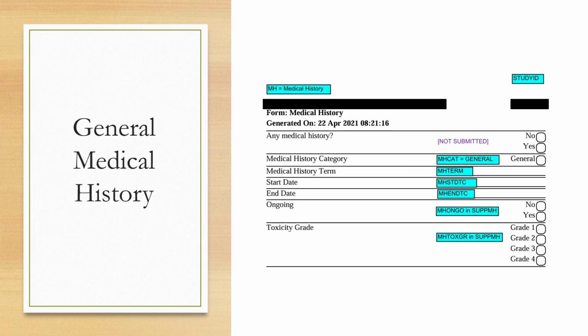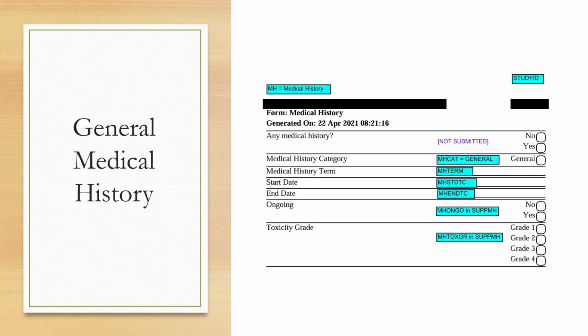Now let's see the CRF form for the general medical history for an oncology study. This form is taken from an oncology study for prostate cancer. So right now in the general medical history, you can see that nothing related to the study diagnosis or the study disease is being captured. They are just capturing any medical history which will be significant to the disease in question.